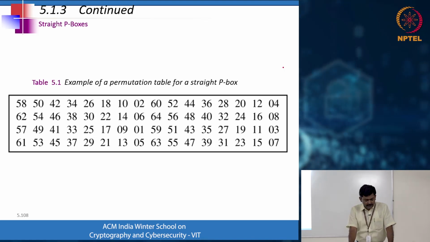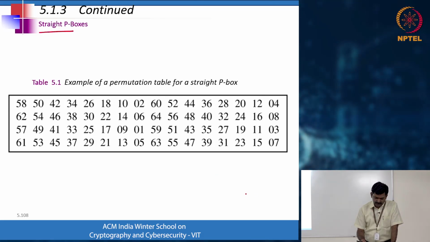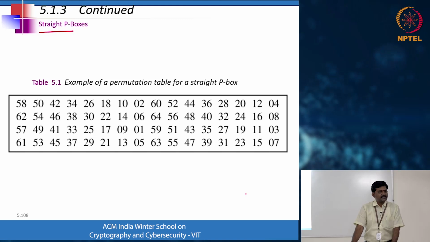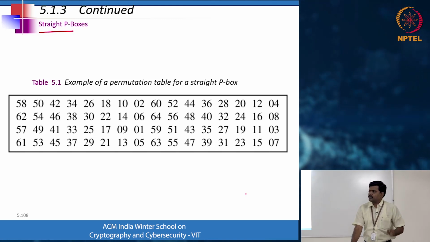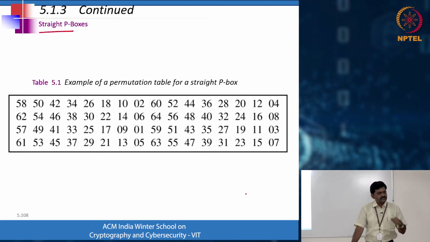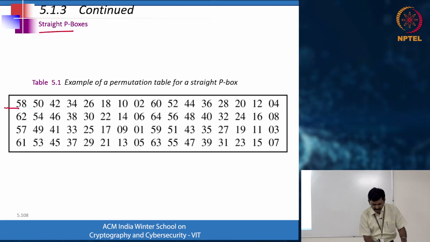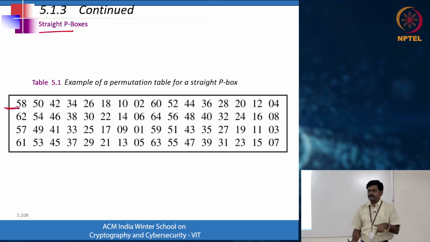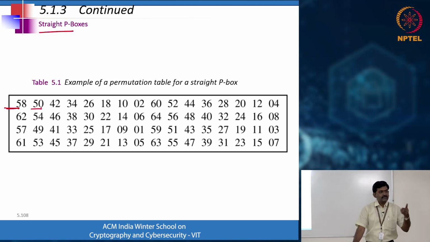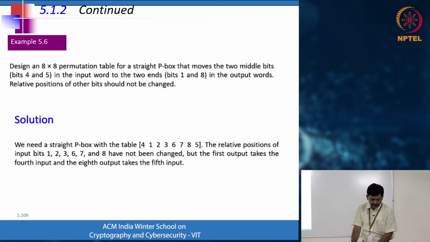If you look at the given example here, this is the example of a straight P box. You see here, if you notice the box, there are certain numbers. What are these numbers? These numbers indicate the bit positions. So imagine 1 to 64. When that 1 to 64 undergoes this box, what would be the first bit of the output? The given input's 58th bit would be the first bit. Given input's 50th bit is the second bit. That's how the permutation positions get adjusted as per this particular straight P box.